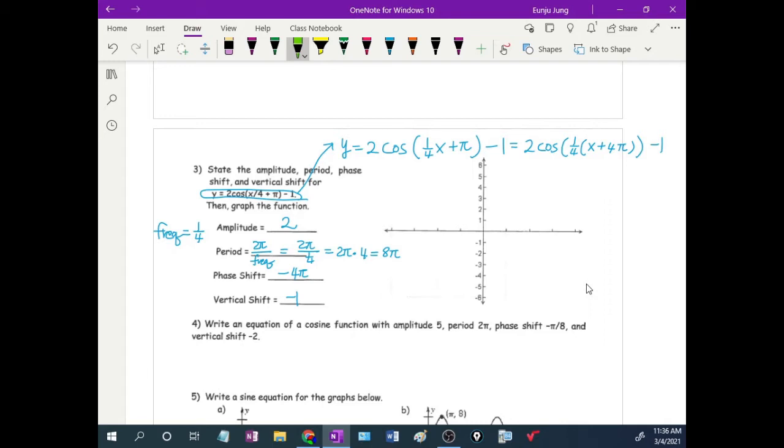So let's graph the vertical shift first, which is the midline. Midline is at negative 1. Okay. And the amplitude is 2, up and down. And then what is the period? 8 pi. Where would you like to put 8 pi from 0 here? So in 8 pi, you will see one full cycle, okay? So your choice, where would you like to put 8 pi?